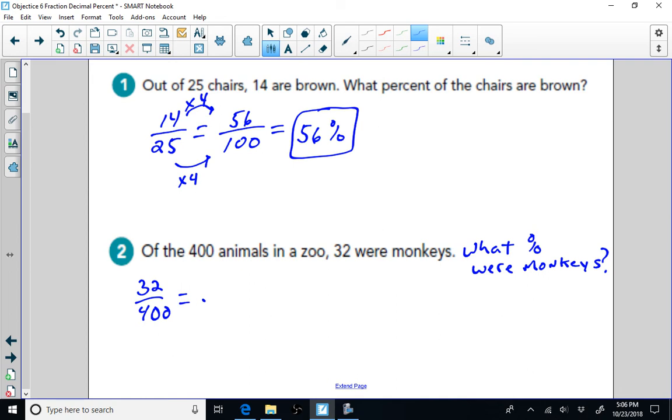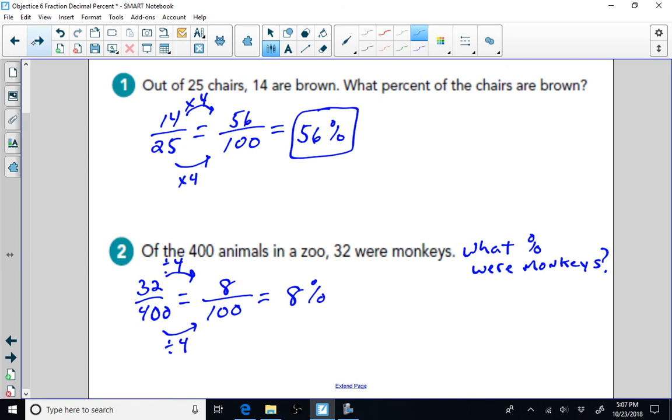I want to know 32 out of 400 is how many out of 100? Well, to go from 400 to 100, we have to divide by 4. If I have to divide the denominator by 4 to make an equivalent fraction, we have to divide the numerator by 4. 32 divided by 4 is 8. 8 out of 100 is the same as 8%.